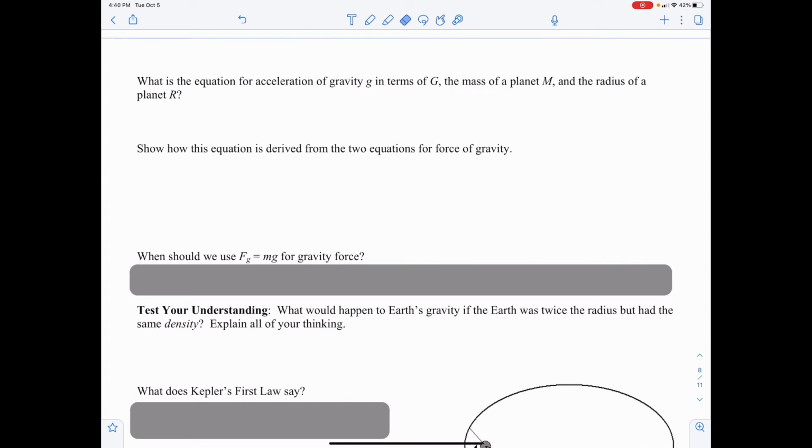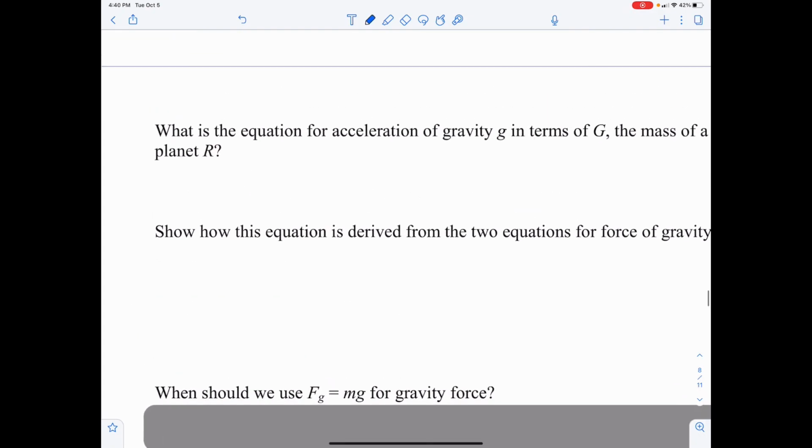What is the equation for the acceleration of gravity, little g, in terms of the gravity constant, big G, the mass of the planet, big M, and the radius of the planet, big R? Well, the equation we get is very similar to the gravitational force equation, big G, M1, M2 over R squared. But instead of M1 and M2, let's say we just call it big M and little m for mass of the planet and mass of a satellite orbiting a planet. Okay, divided by r squared.